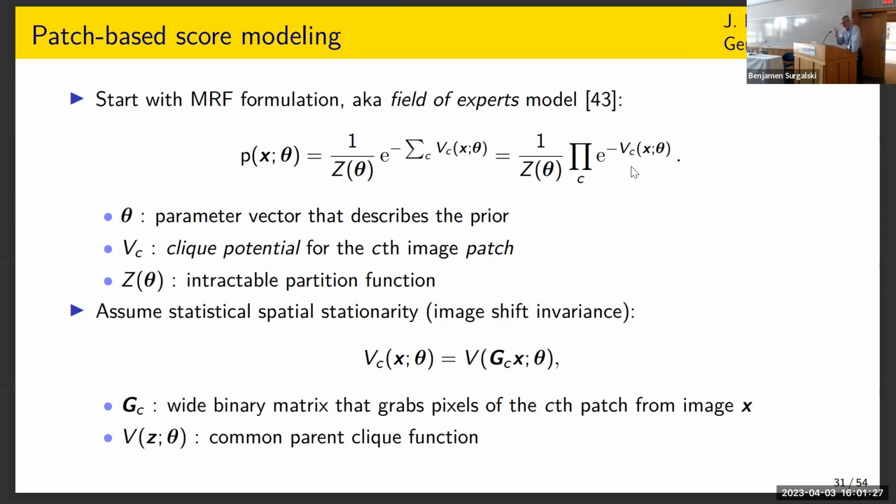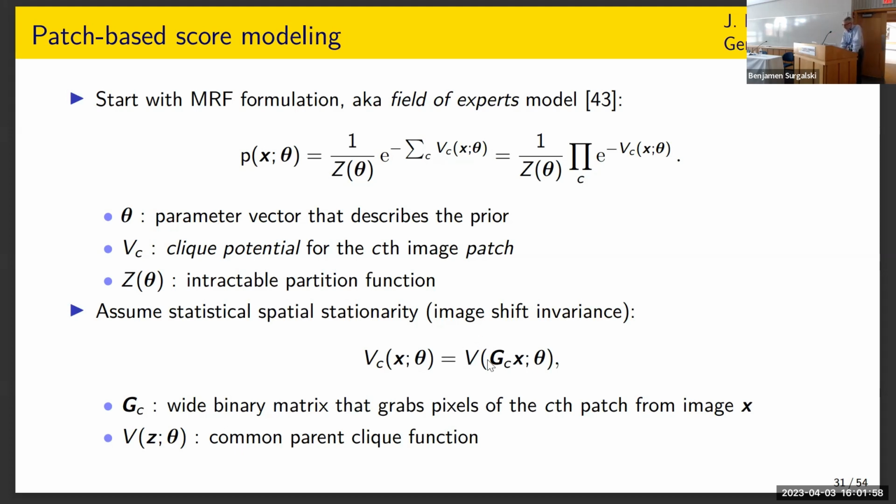Okay, so that's the idea of Markov random fields or field of experts models. So that's the parametric form. And these things in the exponents here are called clique potentials. All right, so I'm going to assume that my images are shift invariant. So my clique potentials all come from a parent clique. I take my image, I grab the Cth patch from that image, and I put it in this parent clique function, and that's a sort of shift invariance model.